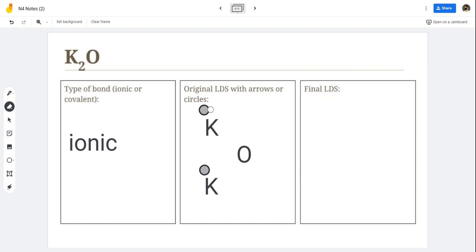So after we got our valence electrons positioned, 1, 2, 3, 4, 5, and 6, then we'll be able to draw some arrows to show where the electrons move from and where they move to, because ionic bonds have arrows. And so this electron from the potassium is going to fill in the spot on the left side of the oxygen. This will fill in the spot on the right, or the bottom side.